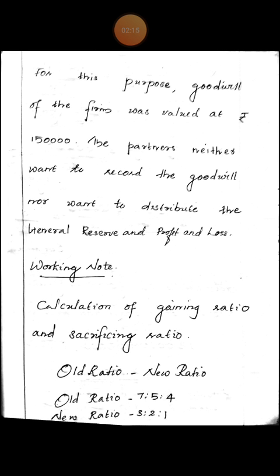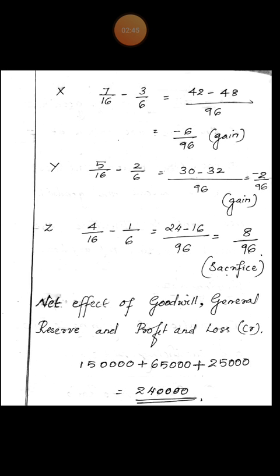Working note, calculation of gaining ratio and sacrificing ratio. Sacrificing ratio equals old ratio minus new ratio. Old ratio 7:5:4, that is 7/16, 5/16 and 4/16. New ratio 3:2:1, that is 3/6, 2/6 and 1/6.